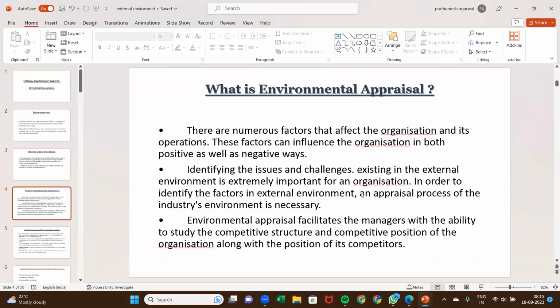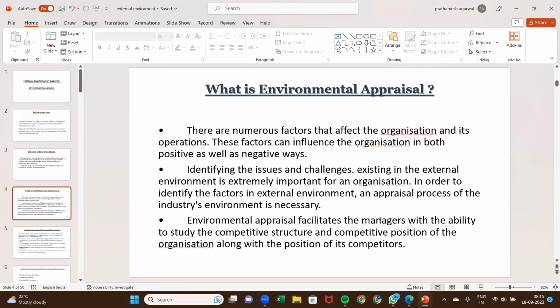An appraisal process. For example, you are working in the organization, and at the end of the accounting year, you have your performance appraisal. Appraisal means either your designation is going to rise and your salary bracket is going to rise. So that is an appraisal process. All right. So similarly, when we are studying the factors of the business, we are trying to study the industry's environment with the help of the appraisal process.